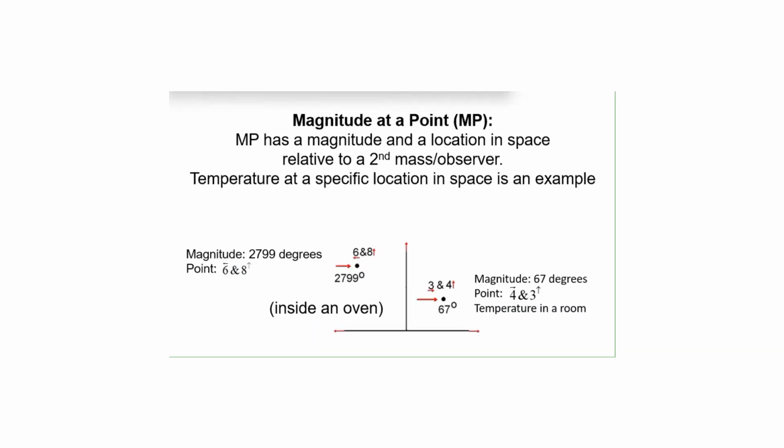Magnitude at a point, MP. MP has a magnitude and a location in space relative to a second mass observer. Temperature at a specific location in space is an example. A magnitude of 2799 degrees where the point is 6 in the direction of the arrow and 8 in the direction of the arrow: the temperature inside an oven. A magnitude of 67 degrees points 4 in the direction of the arrow and 3 in the direction of the arrow: temperature in a room.